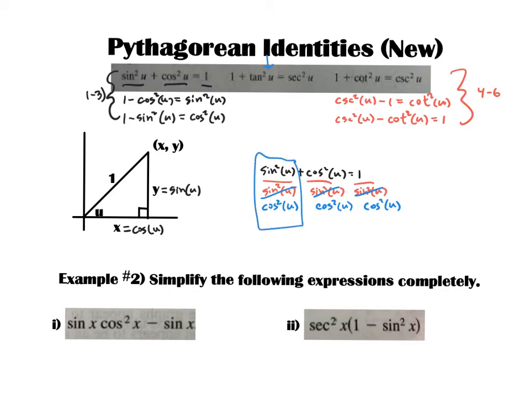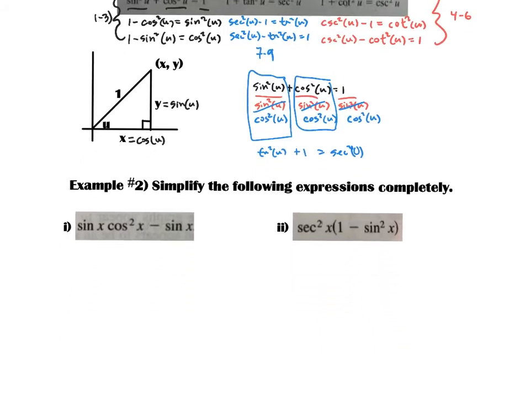Sine squared over cosine squared is tangent squared. Cosine squared divided by cosine squared is 1. And 1 over cosine squared is secant squared. And that's supposed to be a u. So if I rearrange again, I would get secant squared of u minus 1 equals tangent squared u, and secant squared u minus tangent squared u is equal to 1. And those are identities 7 through 9. Okay, so let's use them.